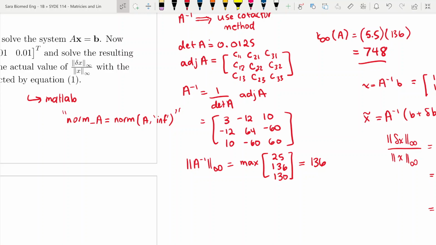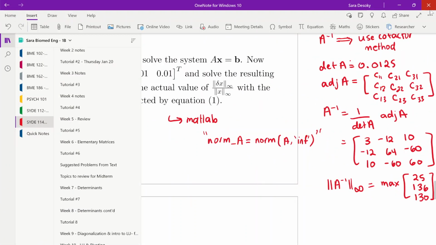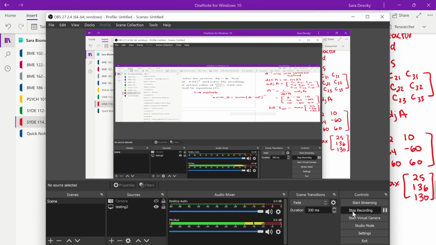By the way, this is how you learn MATLAB. Whatever you don't know, you just Google it or research it. You won't be able to remember everything. That's how I learn everything, googling everything.